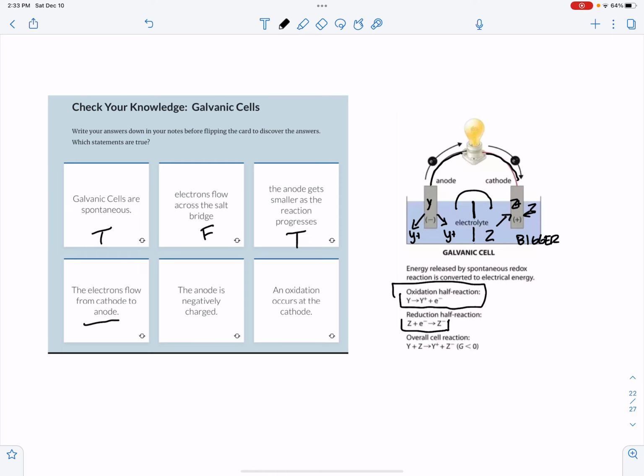You should know that in all cases, electrons flow from the anode, which is our oxidation, the thing that's releasing electrons, to the cathode, not the cathode to the anode. The anode is negatively charged. It's where all the electrons are. It's the negative pole, and the electrons are attracted over here to the positive pole. So that's why it's going negative to positive. And then finally, oxidation is at the anode. Remember, oxidation matches with anode because they are both vowels.